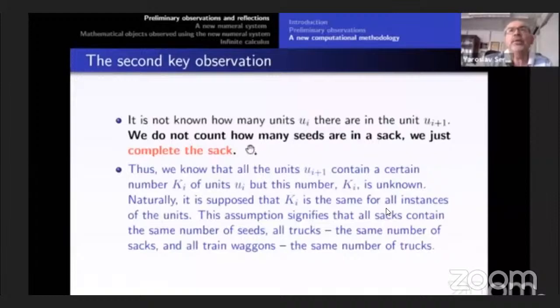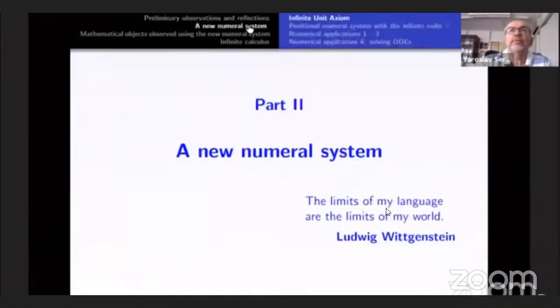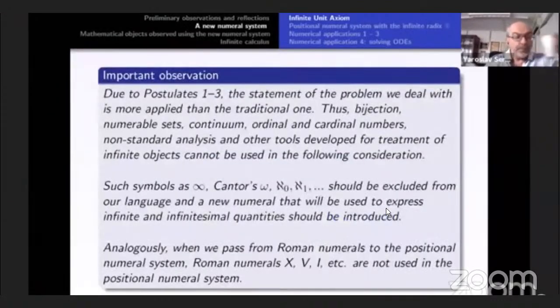So it is clear now what I would like to do. I would like to extend, to generalize this way of counting with huge but finite numbers to infinite quantities. So let us do it. We will introduce more numerals. We will enrich our language.